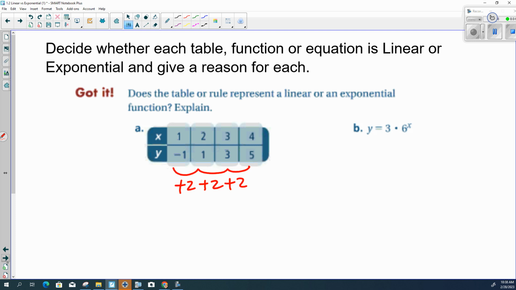Is B linear or exponential? Answer it in your head. It's going to be exponential because the variable is the power. It's the power. Okay, hopefully that woke you up if you'd fallen asleep. Good luck with your homework. It's cutting and gluing, which is so super fun.